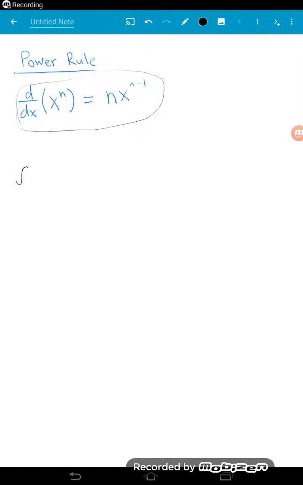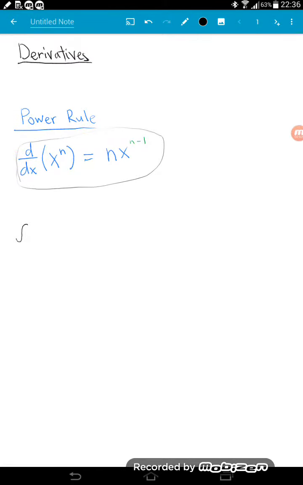Elementary Course. So today we're going to talk about derivatives by using the power rule. So a lot of people are kind of curious, what is a derivative? The definition of the derivative is the slope of a line that lies tangent to the curve at a specific point.